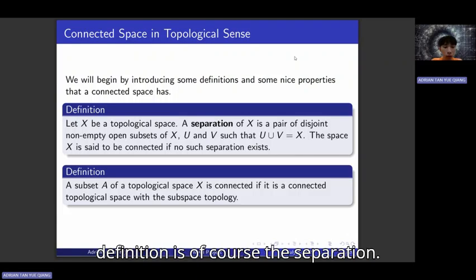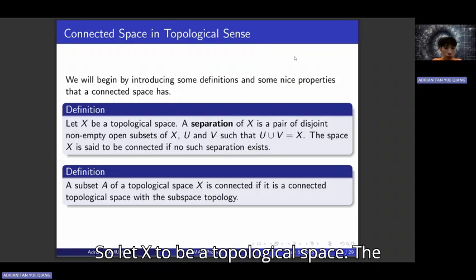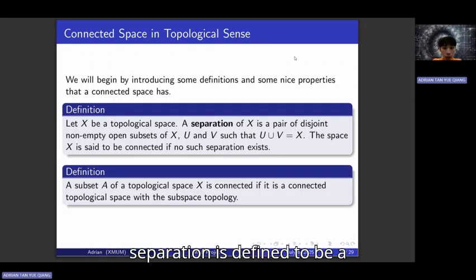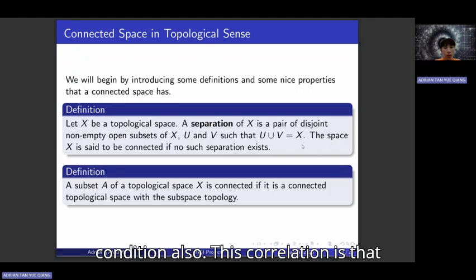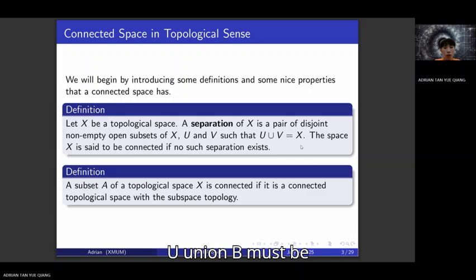So the first definition is, of course, the separation. Let X be a topological space. A separation is defined to be a pair of disjoint, non-empty, open subsets of X. If you call this pair U and V, then U and V also have to satisfy such a condition. This condition is that U union V must be equal to X.